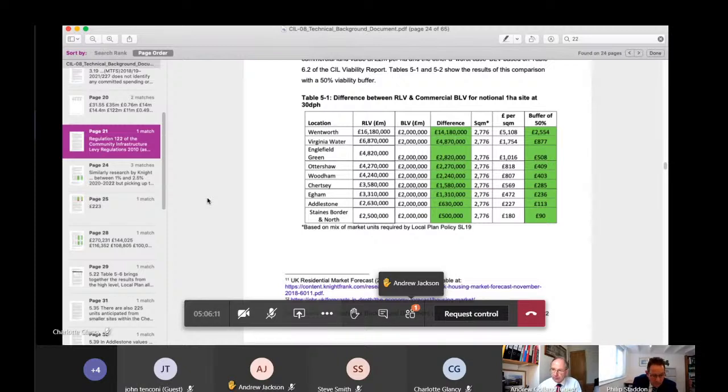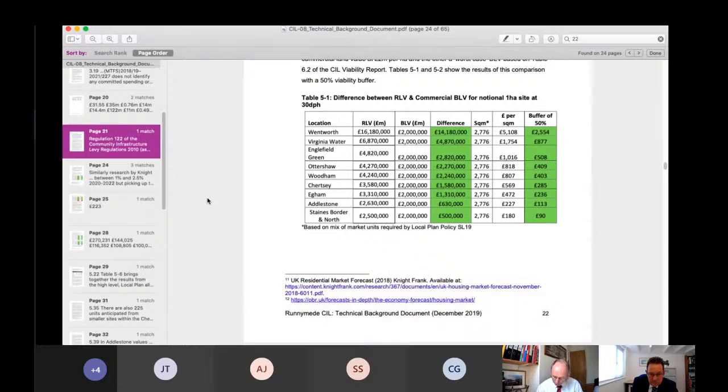And there is a side issue to this, in that if you've got more smaller units, you could argue the values per square meter would be higher. So if you've got more terraces and semis, for example, rather than detached houses, your selling prices per square meter would be higher.